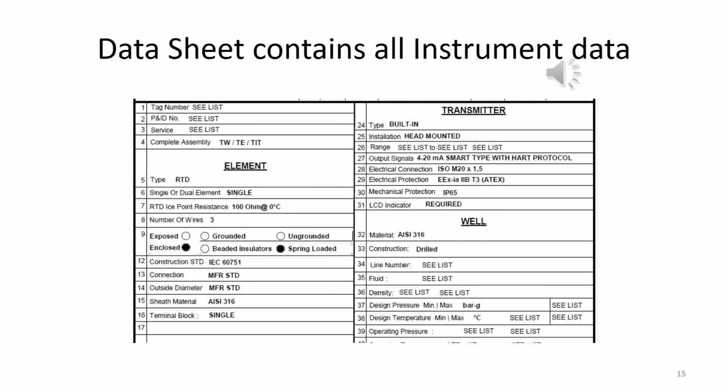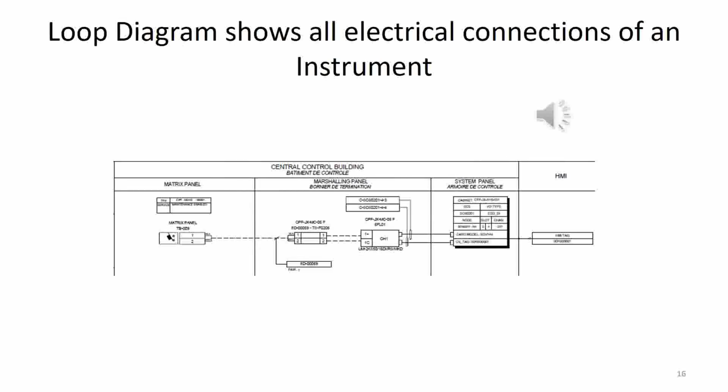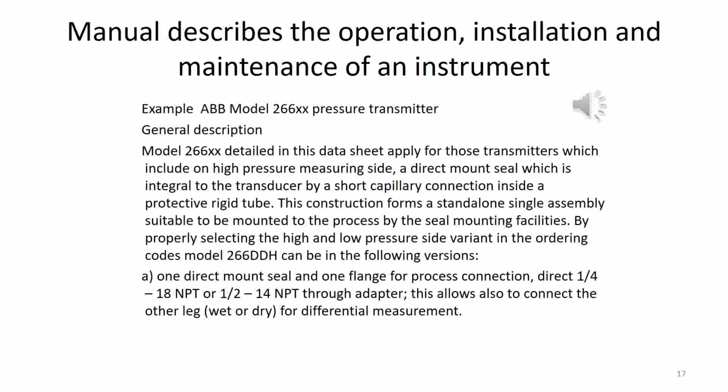Data sheet contains all instrument data. Loop diagram shows all electrical connections of an instrument. Manual describes the operation, installation, and maintenance of an instrument. Below is an example of ABB Model 266 pressure transmitter.